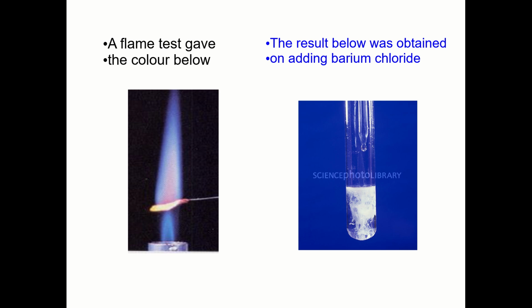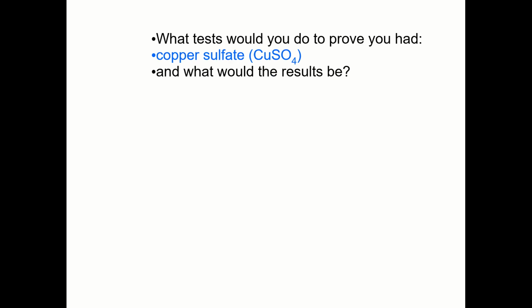Okay, here, flame test, and then we have another anion test on the right hand side. Pause the video. So that's potassium on the left, sulfate on the right, so it's potassium sulfate.